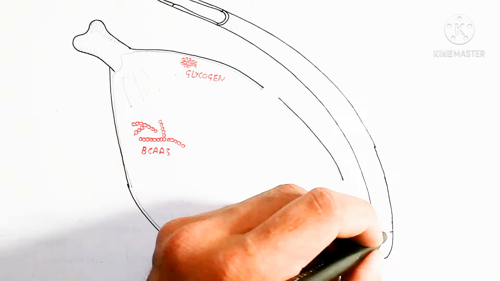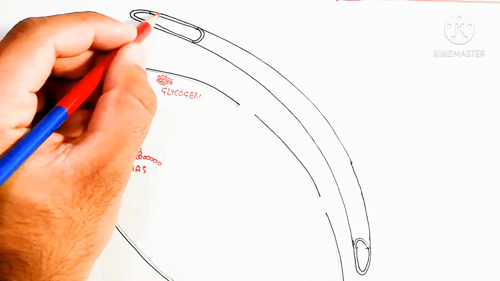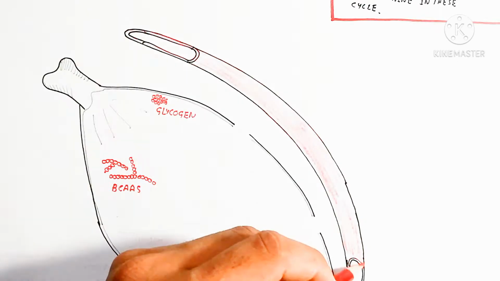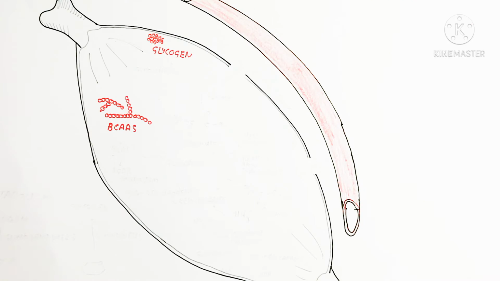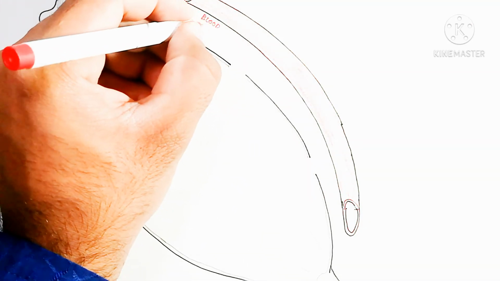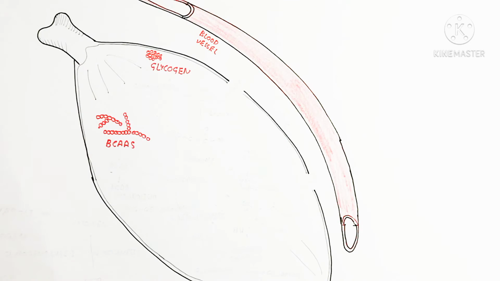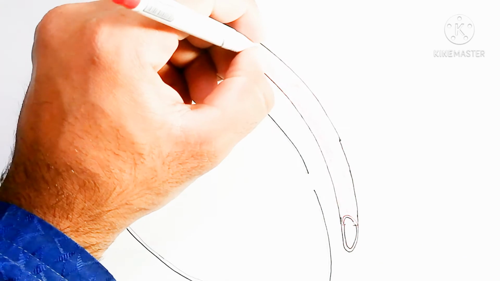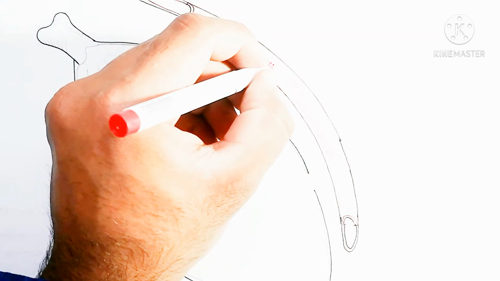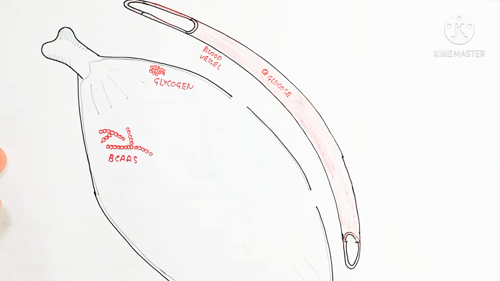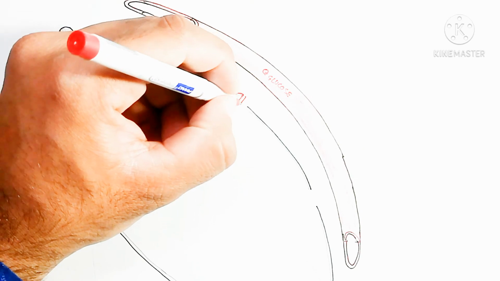Here is the blood vessel. The animal circulatory system contains blood vessels, and the blood vessel contains sugar. That sugar goes into the muscle to be used as energy, or goes into glycogen formation.